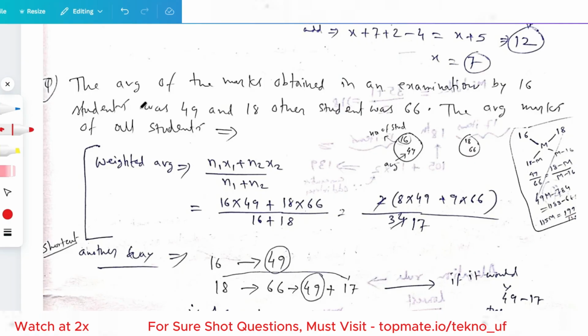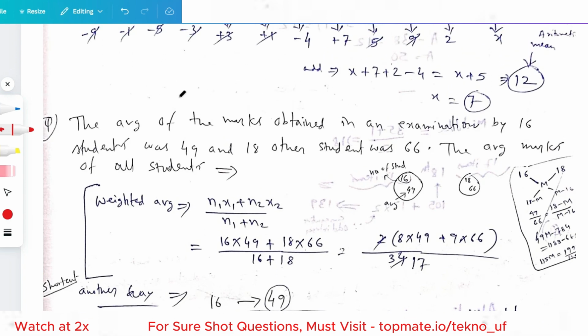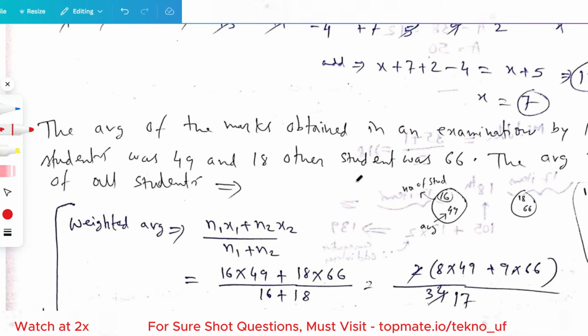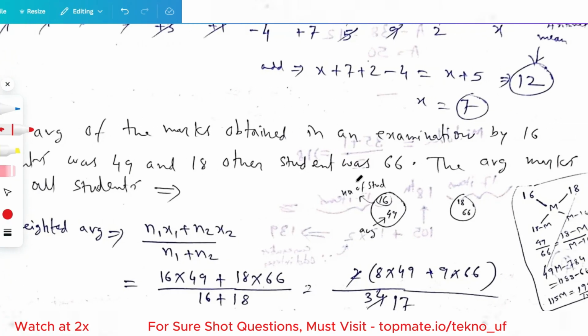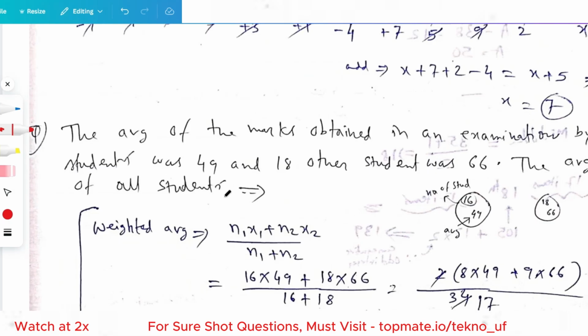Yeah, so this is the problem: the average of the marks obtained in an examination by 16 students was 49, and 18 other students was 66. The average marks of all students is what? So you have to calculate that. If you remember the weighted average formula, then you can implement that easily. That is (n1 x1 plus n2 x2) by (n1 plus n2). You can get the desired output, right?